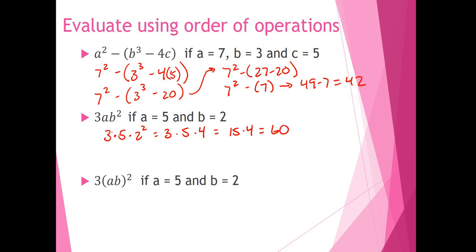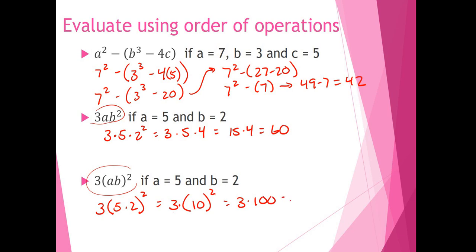And let's try this one. And if you notice, the only thing different between these two is that this one has a parentheses. So let's see how the parentheses changes things. A times B is in the parentheses. Now, before I do my exponent, I still have to work in my parentheses. So 3 times 5 times 2 is 10. Now I'm going to do my exponent. So I'm not going to multiply the 3 times the 10, I'm going to do the 10 squared. And then multiplication is last for this one.